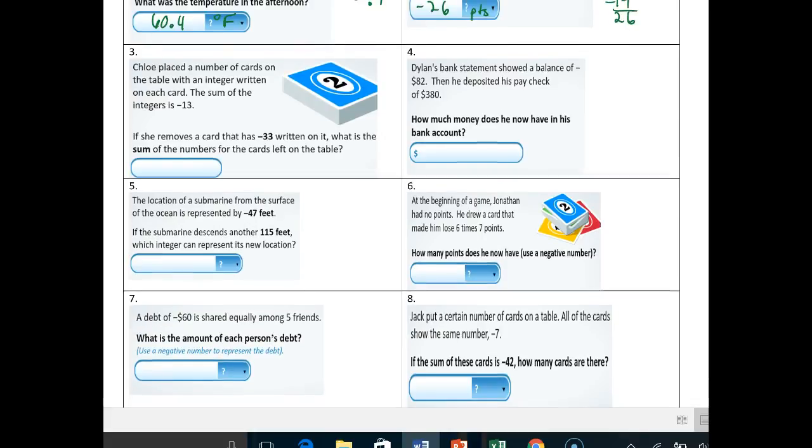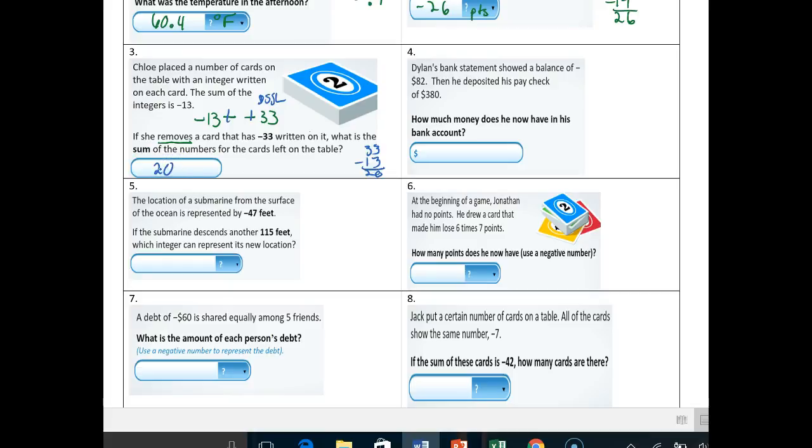Number 3, Chloe placed a number of cards on the table. Each had an integer. The sum of the integers is negative 13. If she removes a card that has negative 33 on it, what is the sum of the cards left on the table? So we have 3 cards that add up to negative 13. So you can just go ahead and assume that we have negative 33. Removing a card that has negative 33 on it is like minus a negative 33, right? The removes is the minus sign right there. The negative 33 goes right there. So you keep, change, change. That turns into a DSSL of negative 13 plus positive 33. Sorry, let me write this over here. 33 minus 13 gives you 20. So the sum should be 20 left.